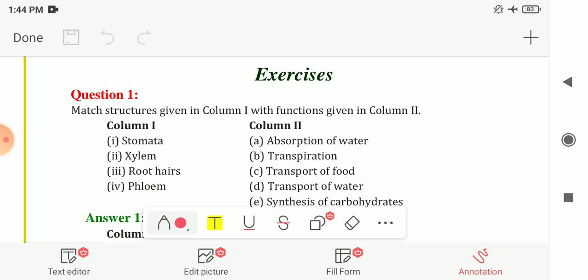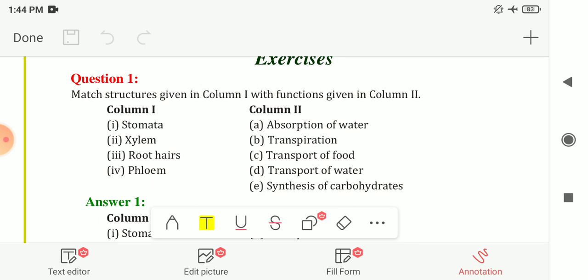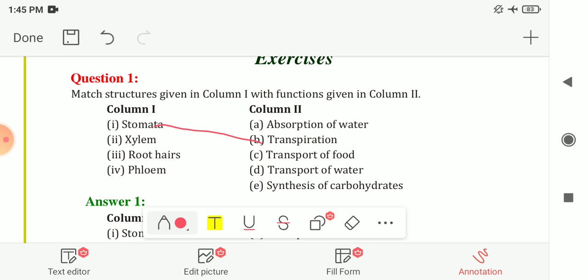Let me start with the stomata. What is the function of stomata? It is used for the transpiration process. So with the number 1, your answer is transpiration. Next is xylem. It transports the water in the plants. So your correct answer is option D. Next one is root hairs. The function of root hairs is to absorb the water. So absorption of water is the correct answer for root hairs.